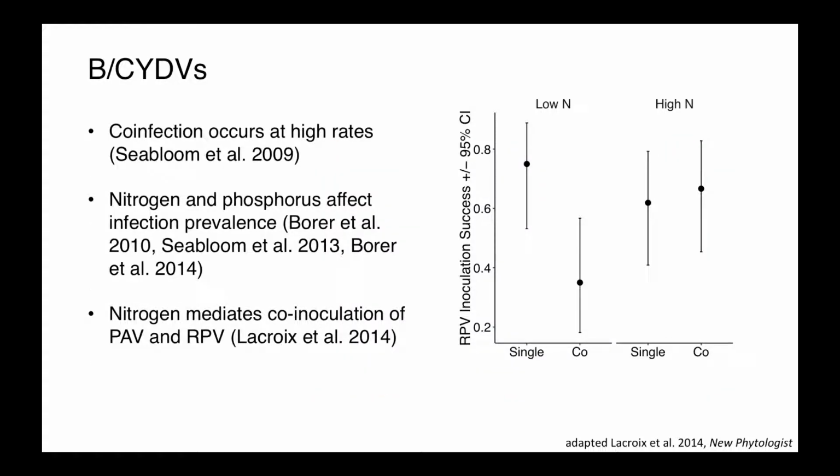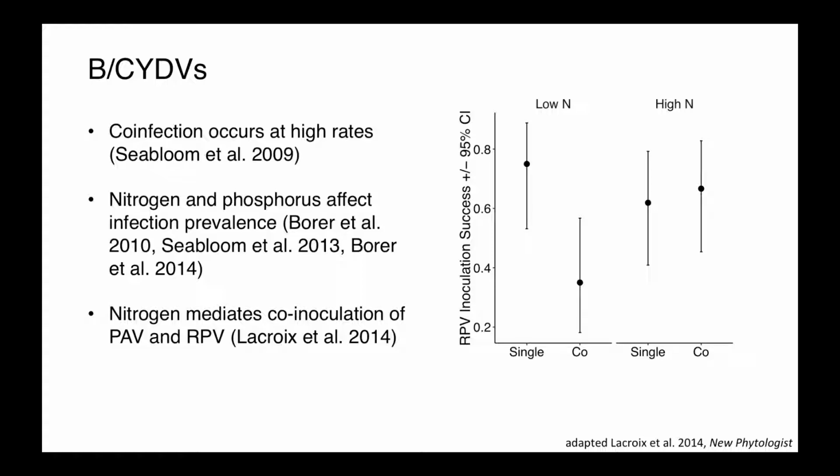So what do we know so far about these viruses? One important observation is that co-infection occurs at really high rates. And so that is a kind of reason to motivate whether this co-infection is promoted by niche differences or some factor that stabilizes diversity. Another result from multiple experiments is that nitrogen and phosphorus addition in the field affects prevalence. So there's some connection to resources and infection.